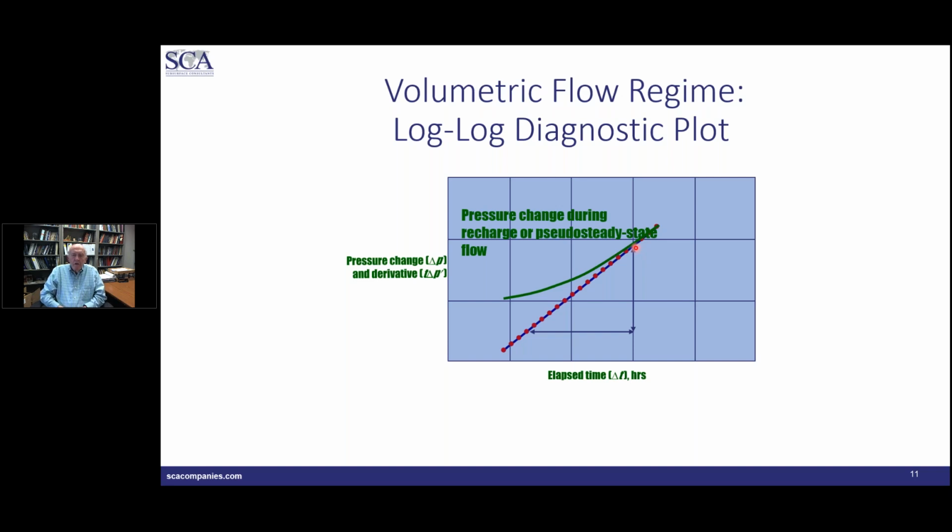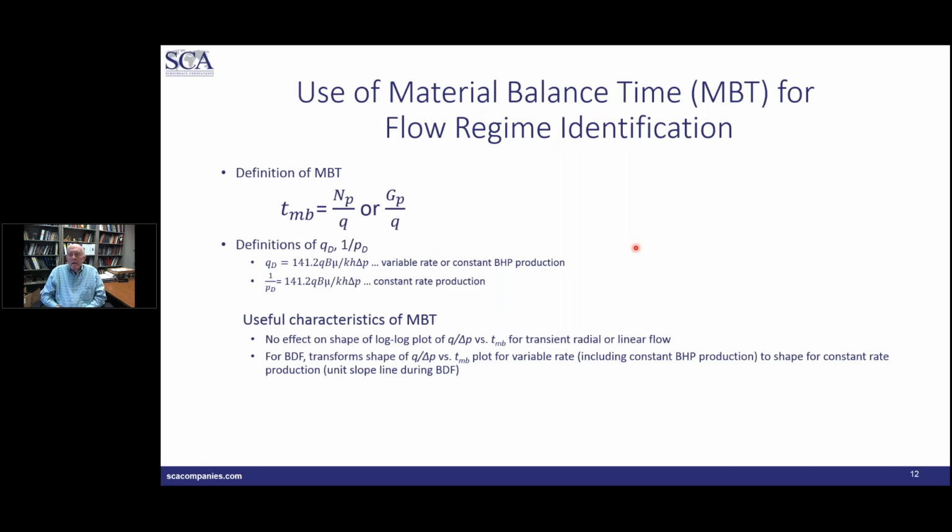Now, for both the flow regimes that I've shown you, we have slopes of 1/2 for linear flow and 1 for volumetric flow, respectively. Some people prefer to plot, instead of delta P over Q, Q over delta P. That still works. The result will be slope of -1/2 for linear flow and -1 for volumetric flow. And in most of the examples that we're going to be showing later, actually, that's the kind of plot that we'll be looking at.